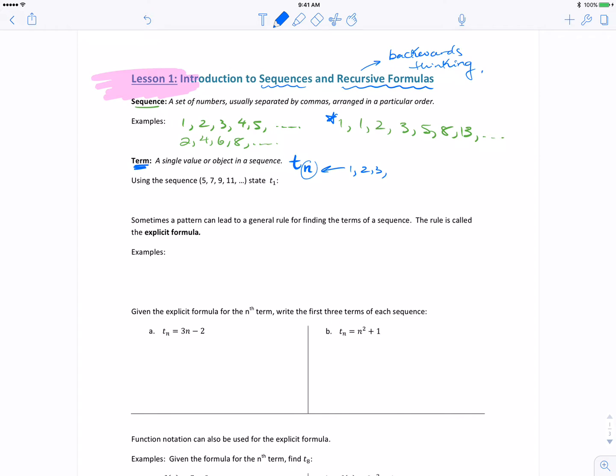Using the sequence, state T1. So this means term 1. What is the term in the sequence? Well, T1 is 5. So I can see that's the first term that I would see in the sequence.